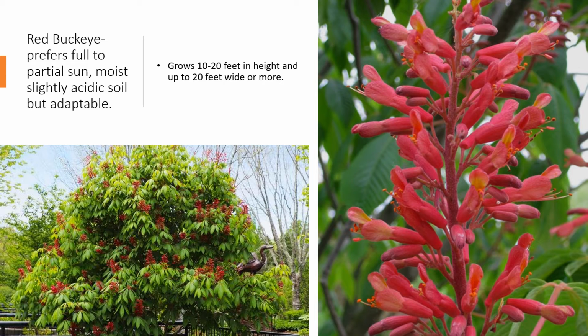A lot of times you'll see it as a single stemmed plant in some gardens, like in the bottom picture here, and they keep the suckers out and they trim it up a little bit just to make a small tree. The great thing about this buckeye is the red flowers in the spring, and you can see those long spikes of red flowers there, and the hummingbirds absolutely go crazy for this tree when it's in flower.